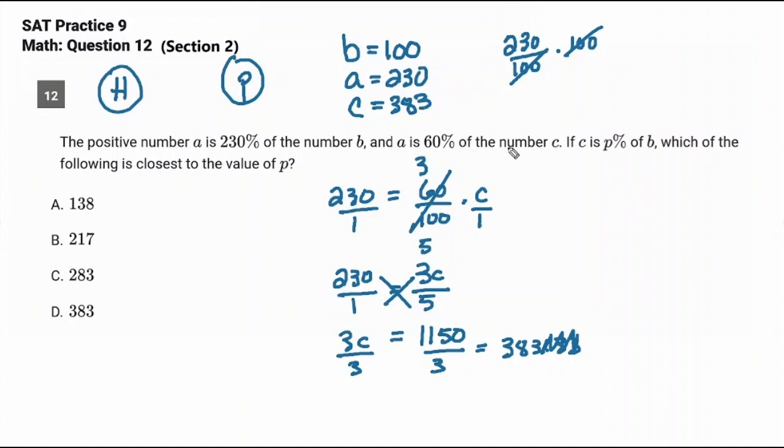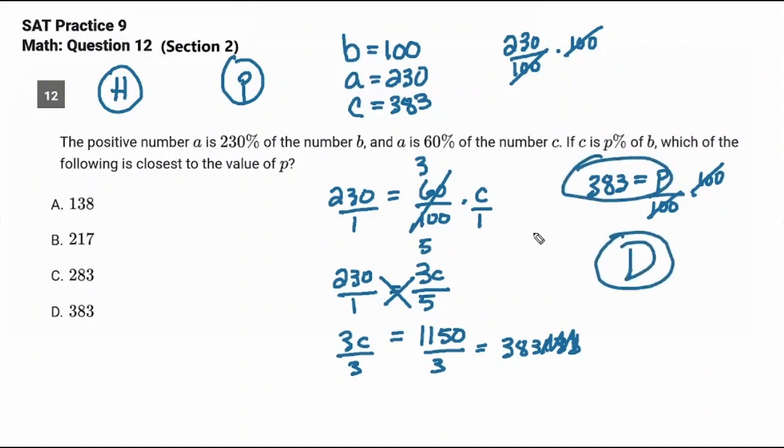c, 383, is p% of b, which is 100. So 383 is p% of b, 100. It's easy enough. 383 equals p, and that's your answer. It's D. Couldn't be faster, couldn't be easier, way easier than doing it the algebraic way. You get this right when you plug in, and you move on.